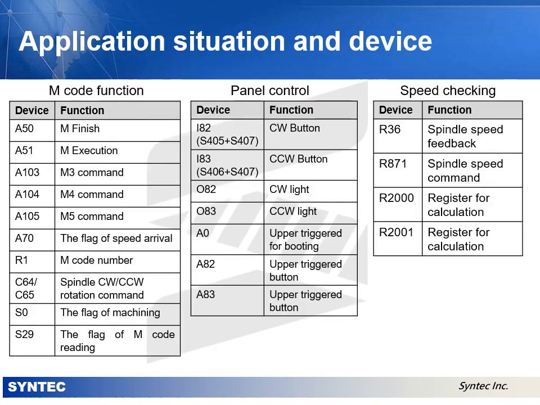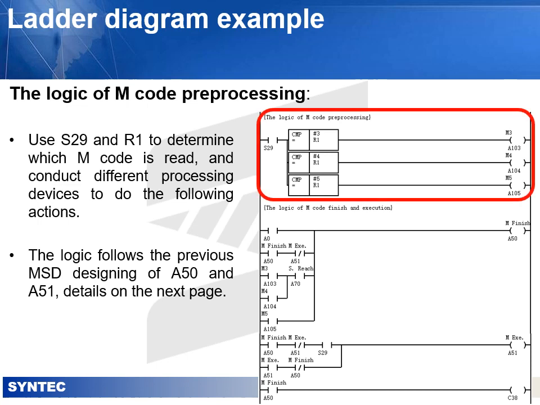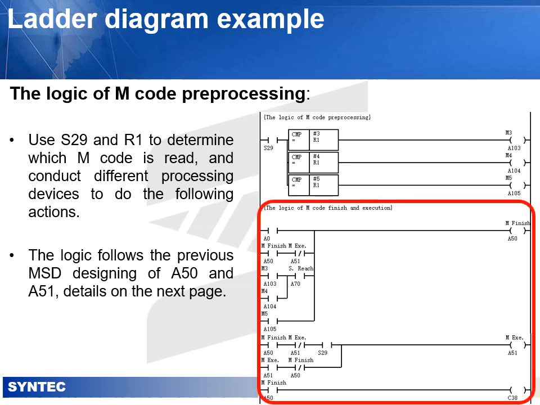Application device. Here is the total device list which we used in this example. Note that here we replace the I bit with the S bit in order to make testing in the simulator convenient. Ladder diagram example. The top three rows of the ladder diagram use S29 and R1 to judge which M code is read and trigger the A103, A104 and A105 devices respectively to start the following functions. The logic follows the previous MSD design of A50 and A51, with details on the next page.